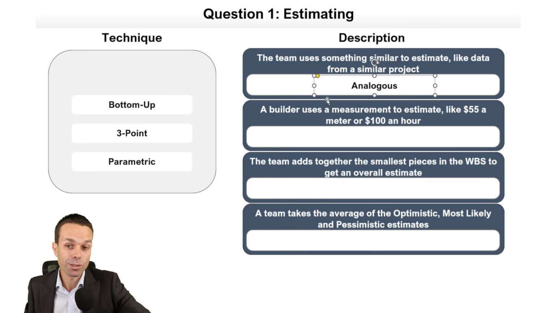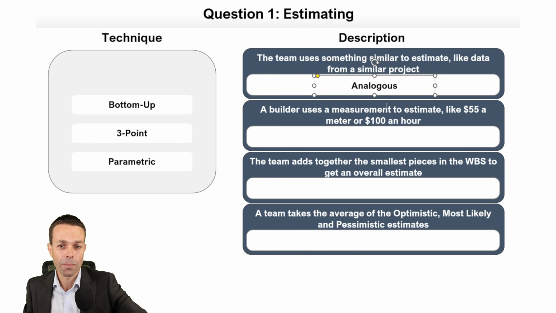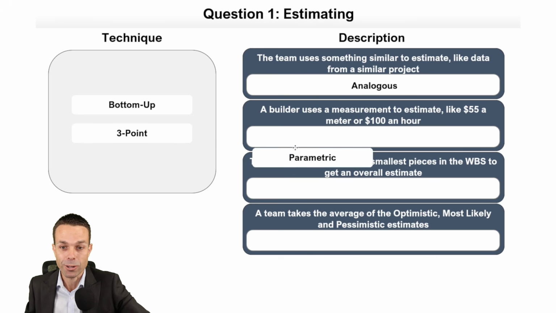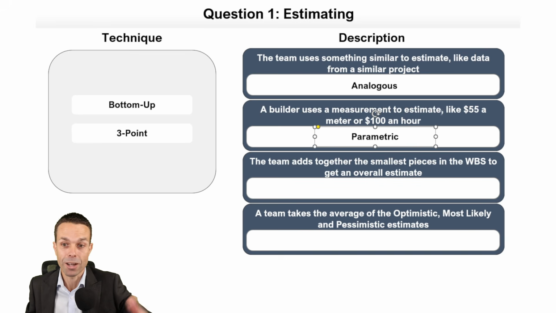If a builder uses a measurement to estimate, like $55 a meter or $100 an hour, they are using a parameter. So it's parametric estimating. And that can be extremely useful if we've got some data around that, like $55 a meter, for example.